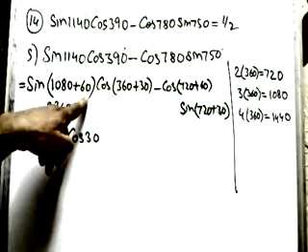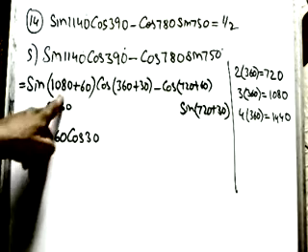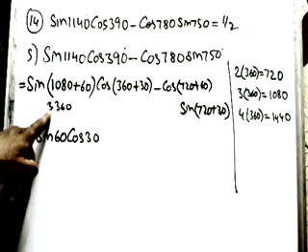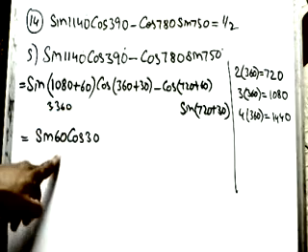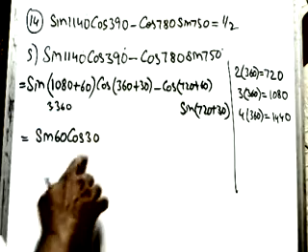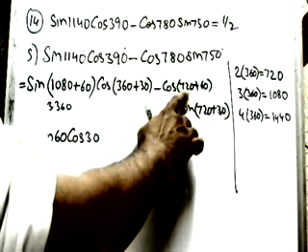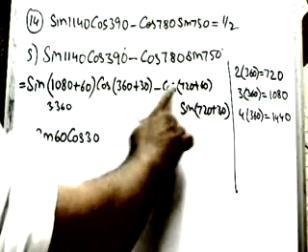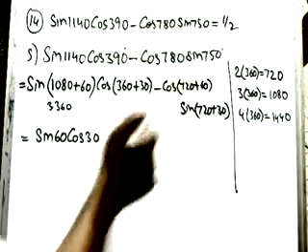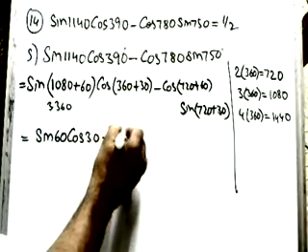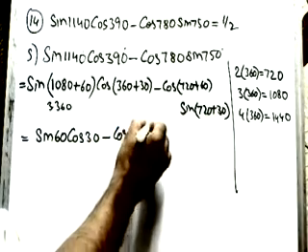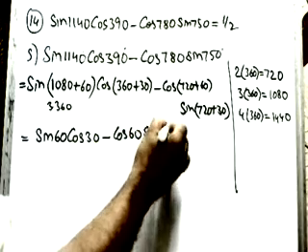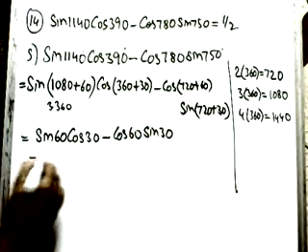Watch carefully. Sine of any multiple of 360 plus theta is sine theta. Cos 360 plus theta is cos theta. This is also cos of 2 into 360 plus 60, which is like cos 360 plus theta, so cos theta, cos 60. And sine 360 plus theta is sine theta, so this will be sine 30.